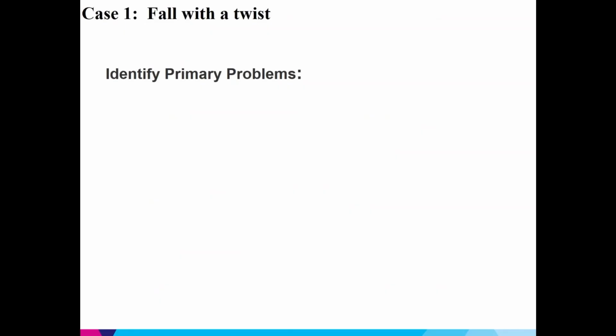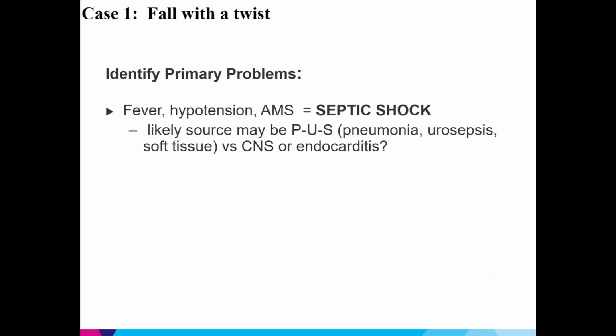So in our patient presenting with a fall, we need to identify immediately some of the primary problems. The first is the fever. He's hypotensive and altered. This should give pause to consider septic shock as a major condition to address. In our nursing home patient, you have to think broadly about the sources. It could be pneumonia, urosepsis, or soft tissue infection, but also thinking outside of the box of a severe CNS infection or endocarditis.